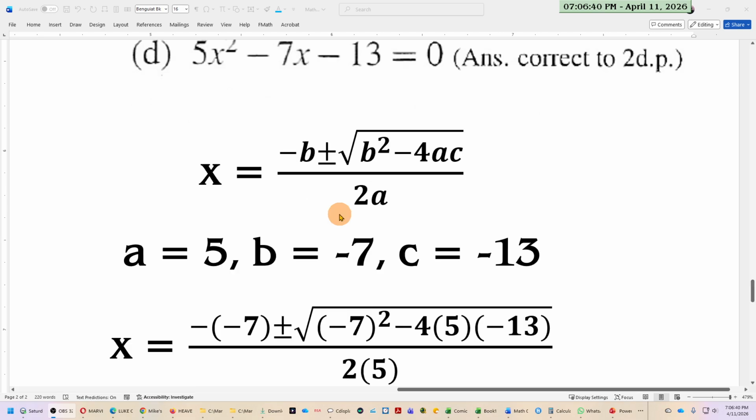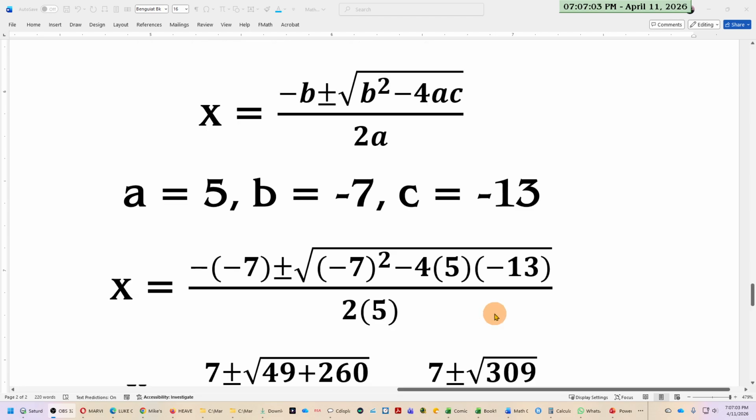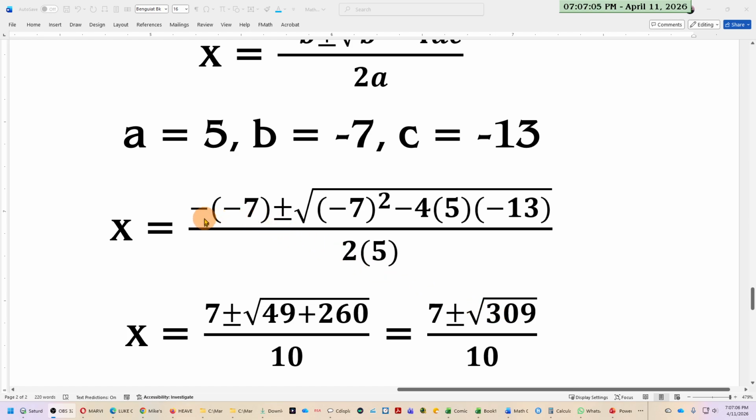Using this formula, we will place these values exactly as we see them in the formula. Use brackets to be safe. -7 is in brackets, -7 is in brackets, the 5 is in brackets, the -13 is in brackets, and the 5 is in brackets. If you use it without brackets, you're going to run into problems. Don't do that. When you put a minus in front of a minus, that's like multiplying a negative times a negative, you're going to get a +7.